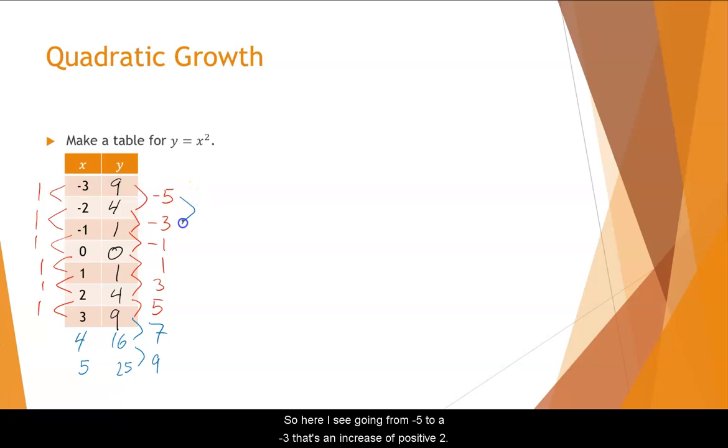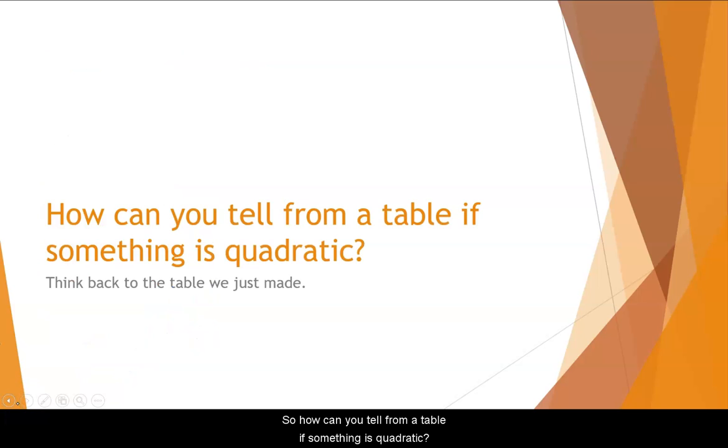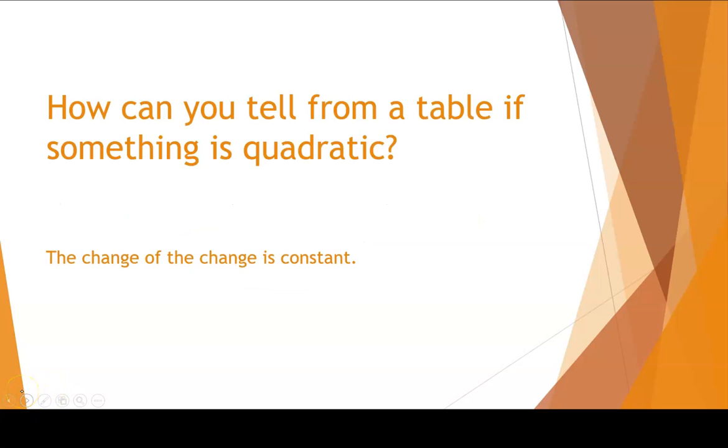So here I see going from -5 to a -3, that's an increase of +2. From -3 to -1, increase of 2. -1 to 1, increase of 2. I think you probably see the pattern. So the change of the change is constant. So how can you tell from a table if something's quadratic? The change of the change is constant.